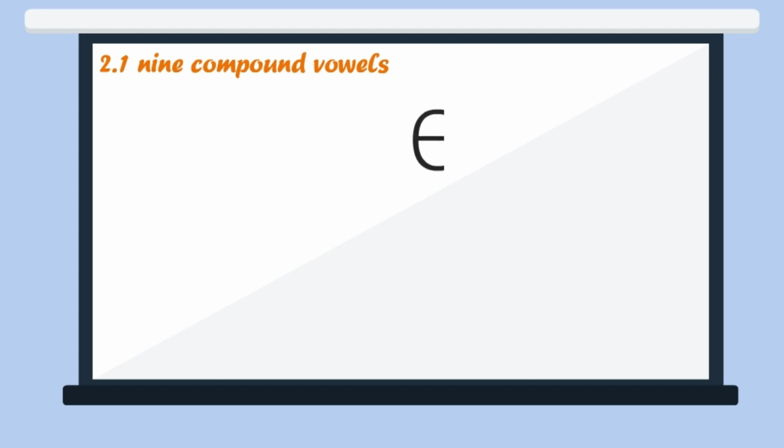Second compound vowel, ei. This is a falling compound as well. This sound is very similar to the English letter A. Please repeat after me.